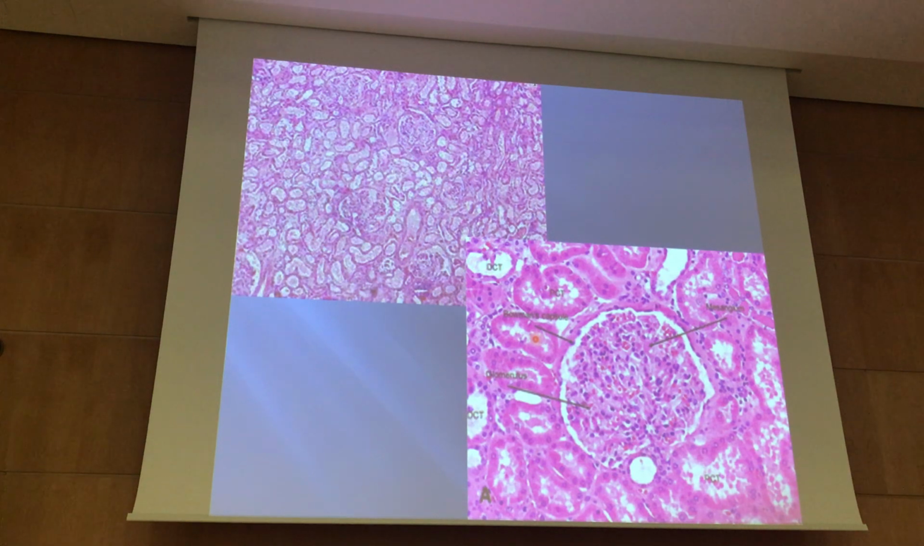Okay. Now we have taken one glomerulus to show you high power. So this is one glomerulus. This is an artery which is going in and then it forms the tuft of the glomerulus. This is the space which is called Bowman space. This is Bowman capsule, which is formed by parietal epithelium.